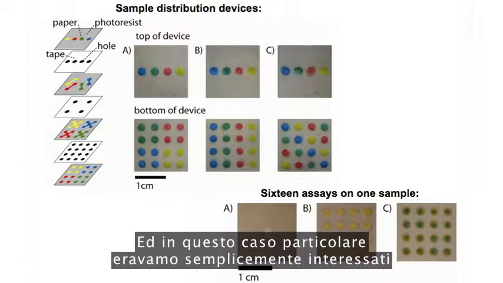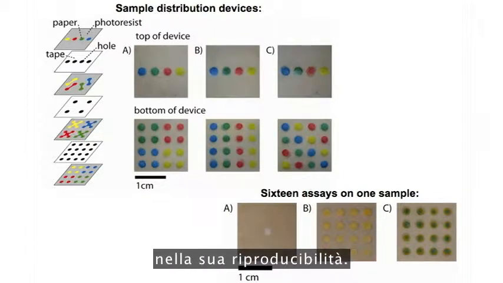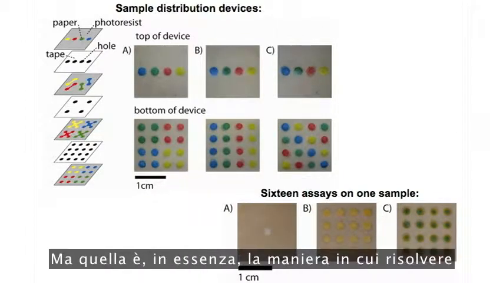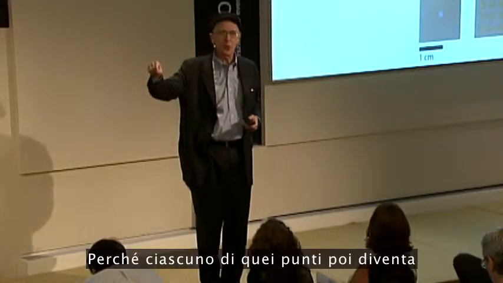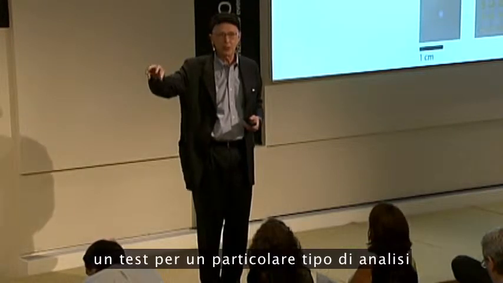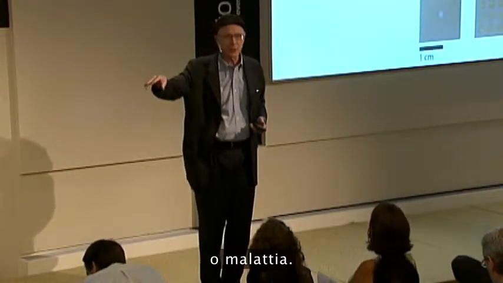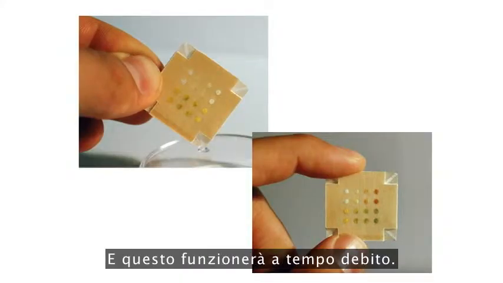And in this particular case, we were just interested in the replicability of that, but that is in principle the way you solve the fever of unexplained origin problem, because each one of those spots then becomes a test for a particular set of markers of disease. And this will work in due course.